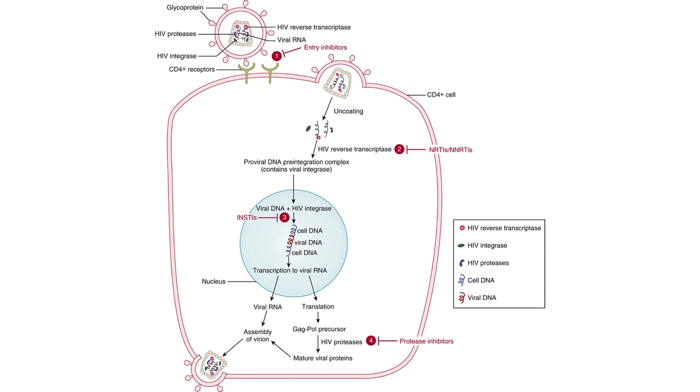The two classes of agents that do this are nucleoside reverse transcriptase inhibitors and non-nucleoside reverse transcriptase inhibitors. The two of them block the action of reverse transcriptase, but they differ in their chemical structure. The nucleoside reverse transcriptase inhibitors look like nucleotides. They look like adenine, guanine, cytosine, and thymidine, while the non-nucleoside reverse transcriptase inhibitors do not look like nucleotides. An example of this is efavirenz.